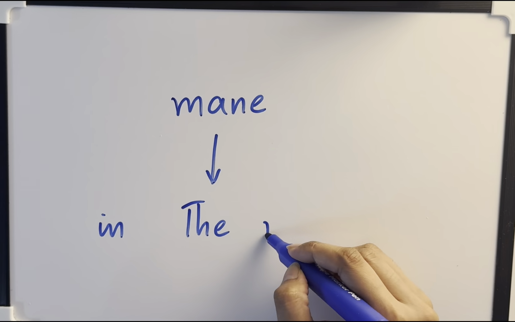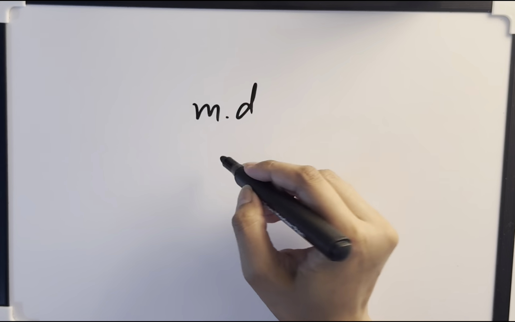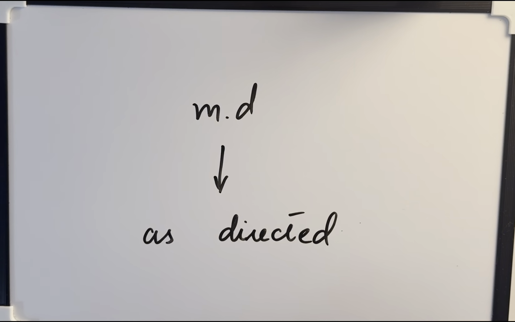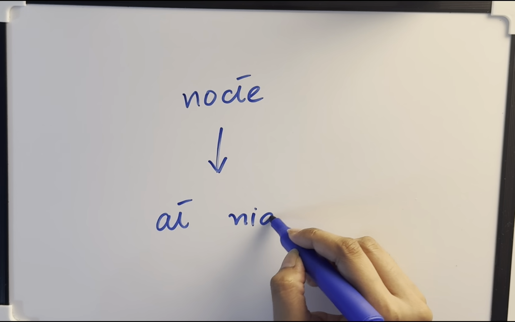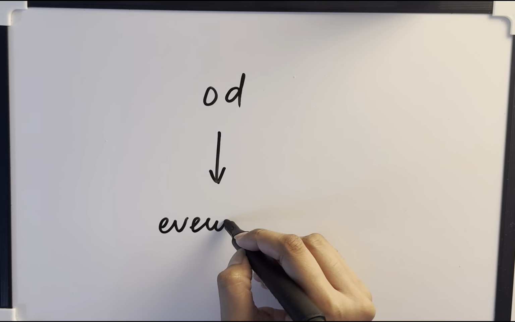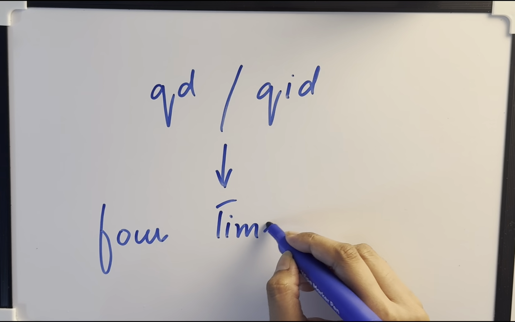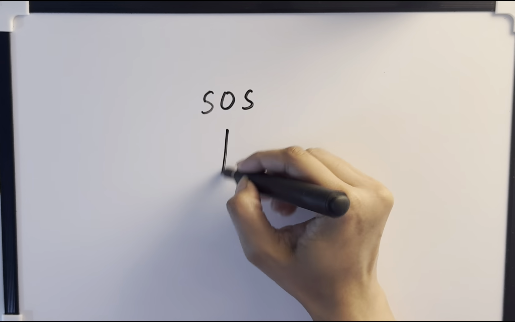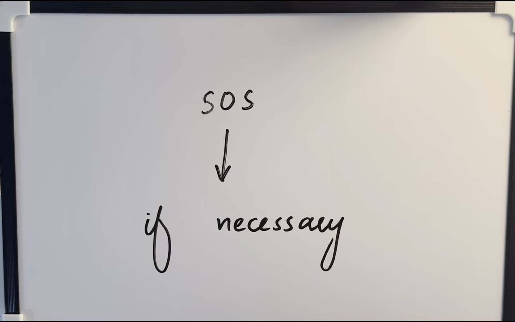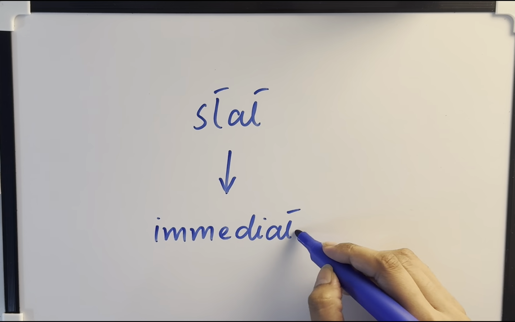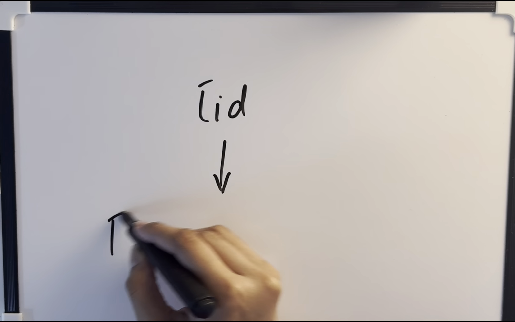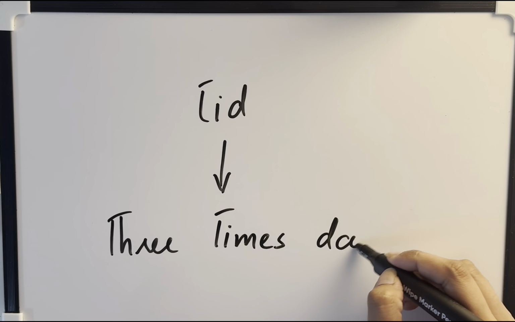Mane is in the morning. MD is as directed. Nocte means at night. OD means every day. QD or QID means 4 times daily. SOS means if necessary. STAT means immediately. And TID or TDS means 3 times daily.